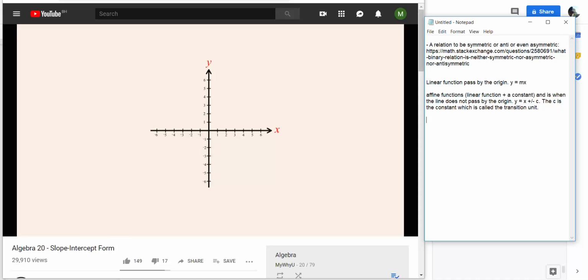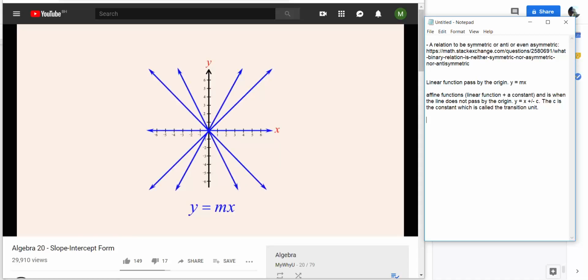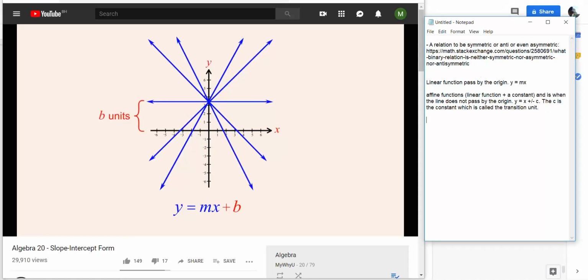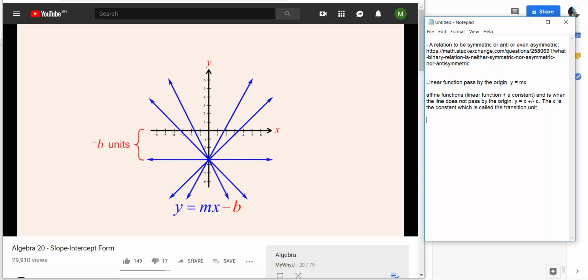For this same reason, taking any linear equation of the form y equals mx and adding a constant b to the right side shifts the graph vertically by b units. The graph is shifted up if b is positive, or down if b is negative. This shifting of the graph is referred to as a translation. We say that the graph has been translated vertically by b units.